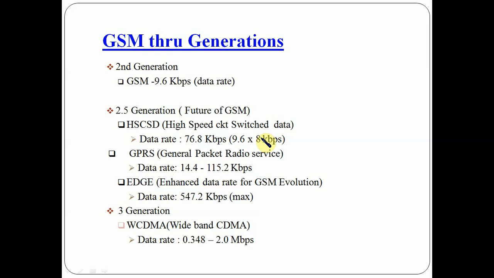After that, there is EDGE, enhanced data rates for GSM evolution. You can check the hierarchy in the rates, the data rate will be increased. And now the next GSM generation, that is the 3G generation, WCDMA, wideband CDMA, where the data rate goes to almost 2 Mbps. This is the generation related to the GSMs. This video will clear the basic concept of what is the GSM.